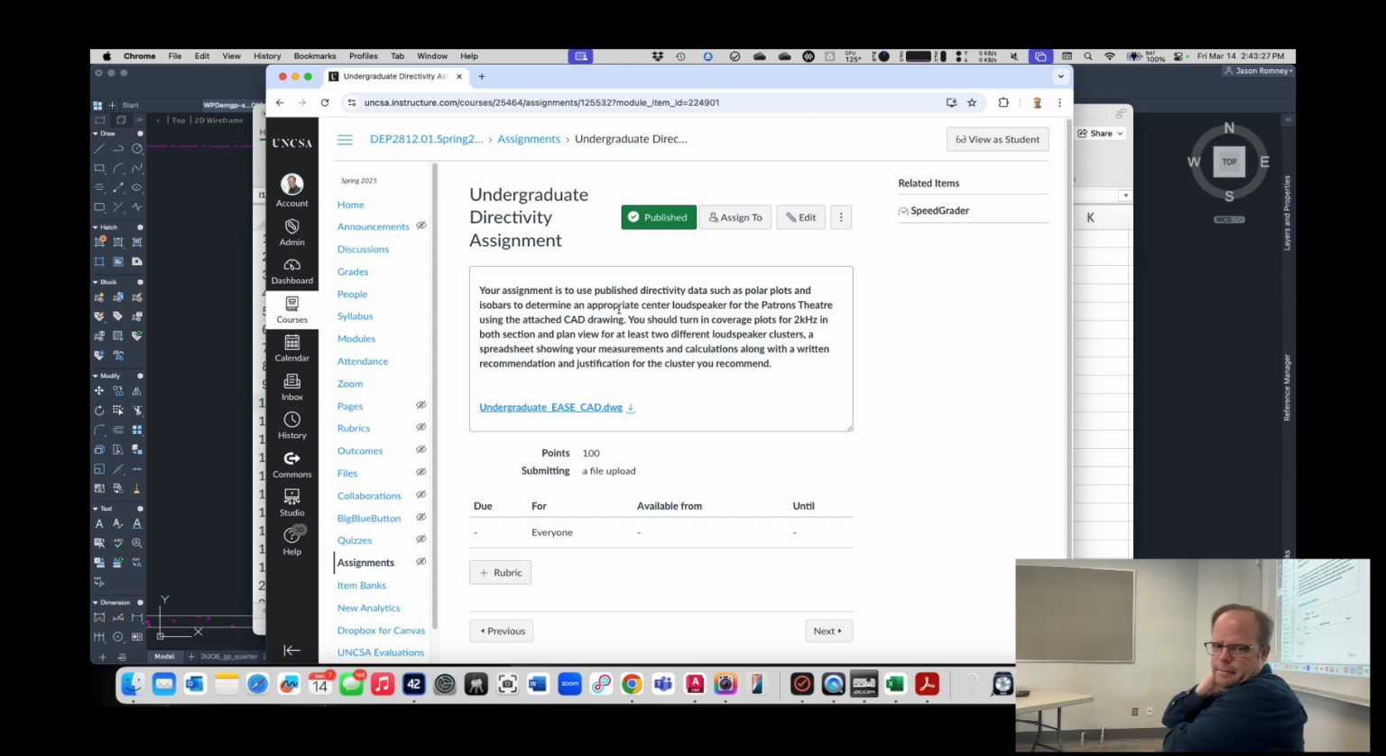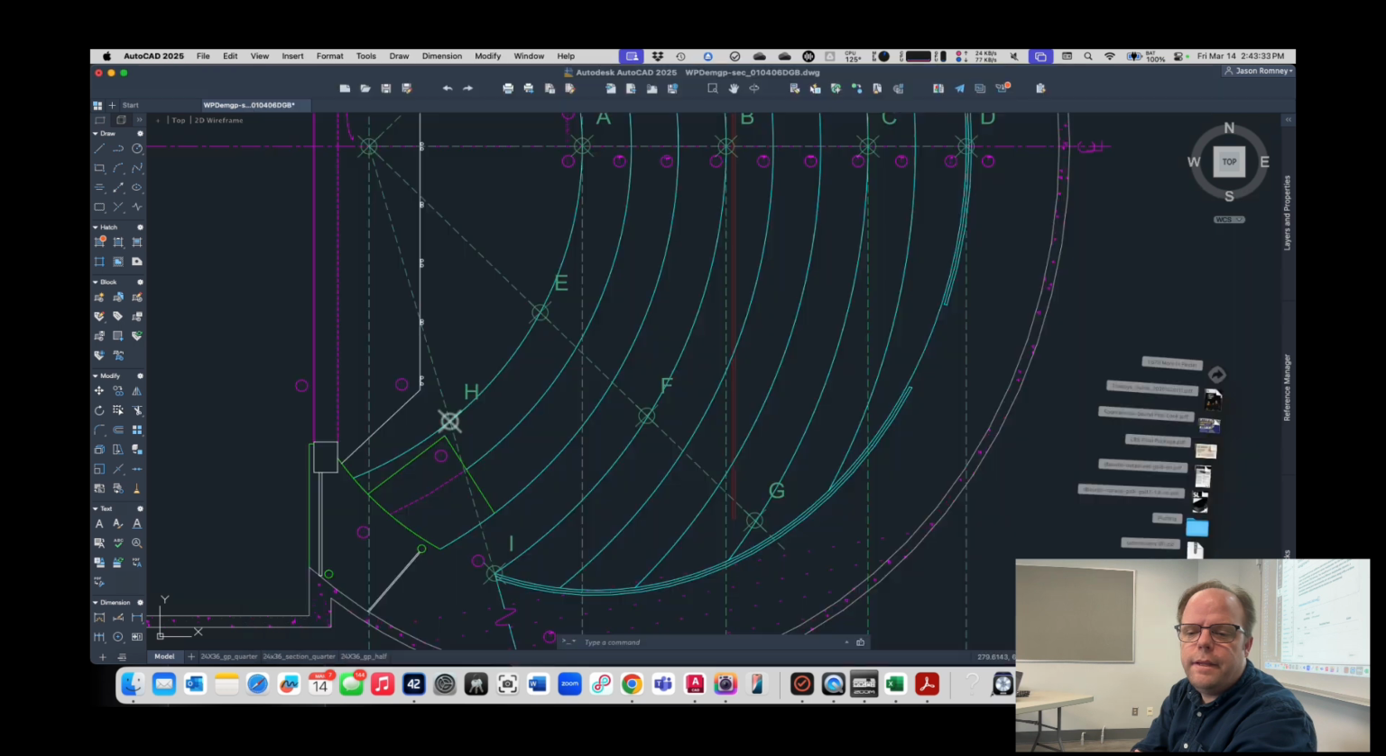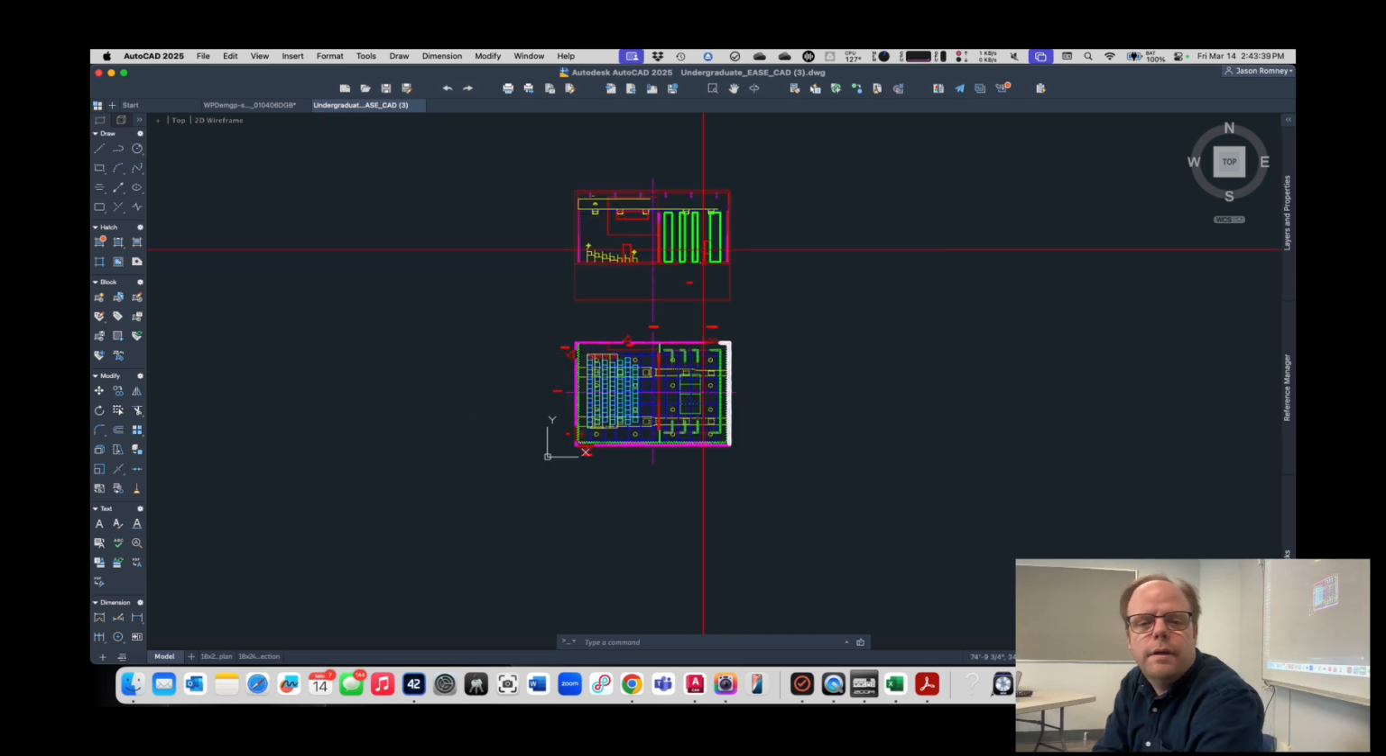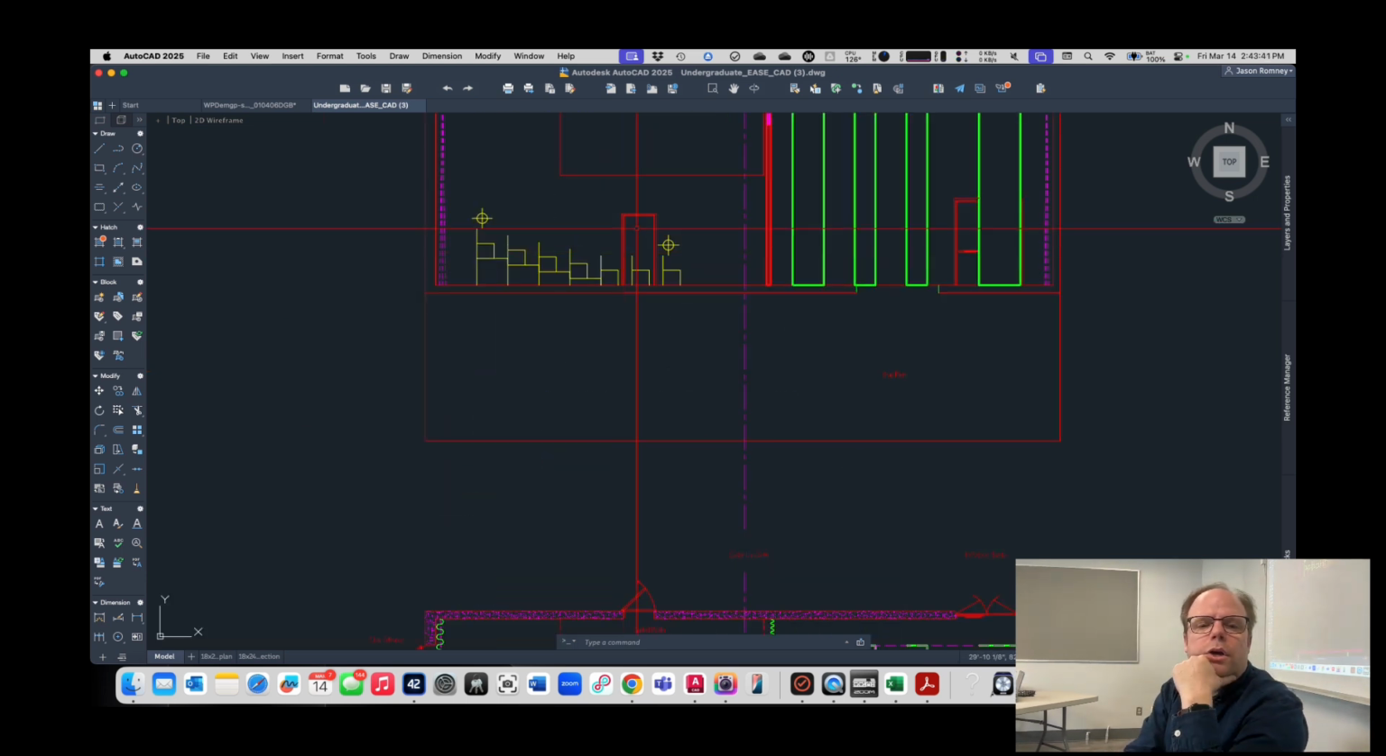I opened up the CAD file. I was trying to follow along at the same time as you. And just a question that I wanted to ask on the patrons one. There's already 2 points on what looks like A and D on the section view. I was wondering, are we supposed to use those points as reference for A and D?